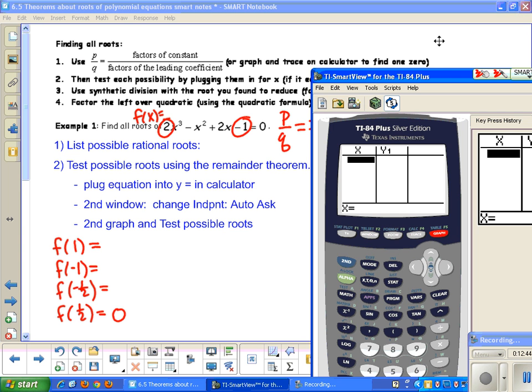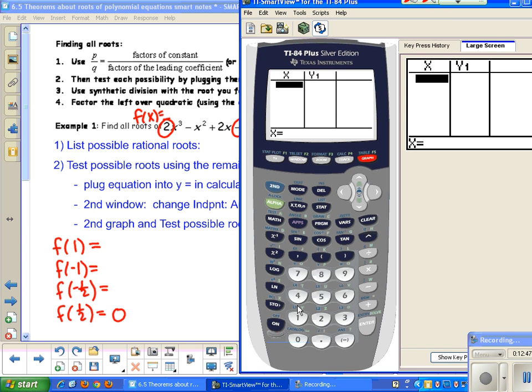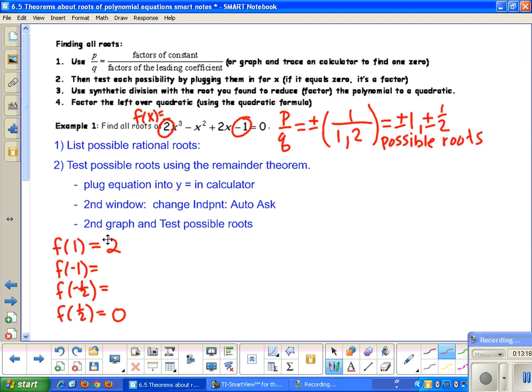But if we did not know that, we could just use our calculator and plug them in. So if I have 1, I get 2, and if I do -1, I get -6. If I do -1/2, notice I get -2.5, and if I do 1/2, I should get 0 because that's the actual solution to my equation. So that's what I'm doing. I'm plugging these in, and remember by the remainder theorem, if when you plug it in you get 0, then it's a factor of your equation. So I know that the only one is 1/2. So f of 1 is 2. This would be -6, and then this is -2.5. So the only one that works is this one here.